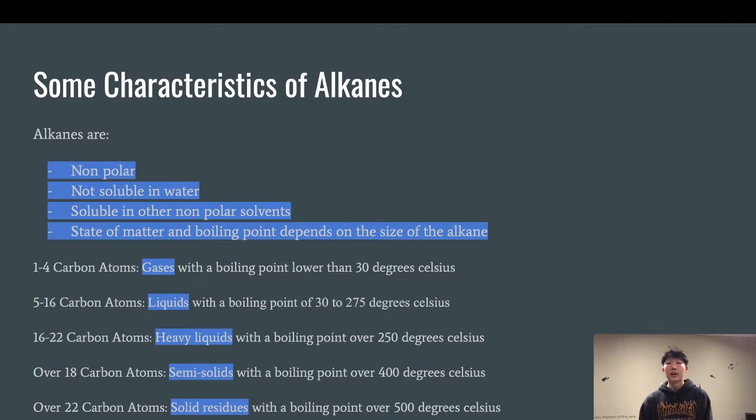So when there aren't many carbon atoms, around 1 to 4, the alkane will be a gas, and a bit above 5 to 16, the alkane will be a liquid. And then a bit above that, it would be a heavy liquid, sort of like a semi-solid. And then even more above that, it would just be a solid residue.